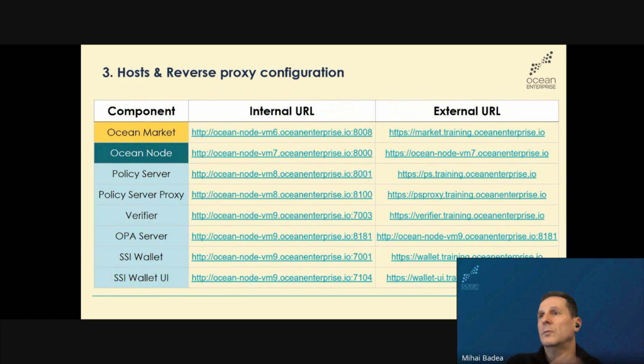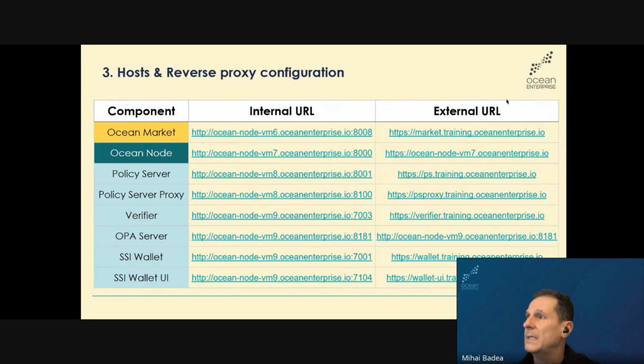Moving on to the next chapter, here we have the hosts and the reverse proxy configuration that we will use. Basically, all components will be deployed on four virtual machines. The entire SSI stack will be deployed on VM9, the policy server and policy server proxy will be deployed on VM8, the node on VM7, and the market on VM6. They will not be exposed directly to the internet, but they will go through a reverse proxy.